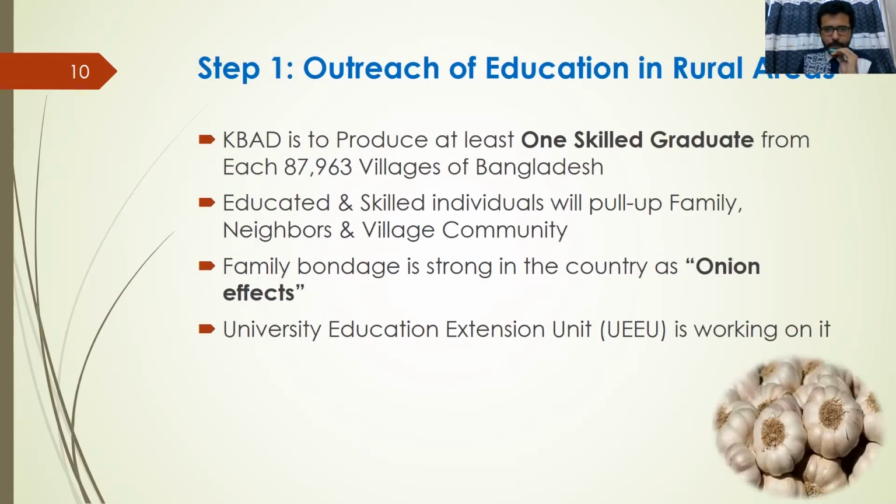So the first step of KBAD has to produce at least one skilled graduate from each village. These are the numbers of villages in Bangladesh, and family bonds are strong in the country, because we are an Asian country. So an educated and skilled individual will pull up the family, neighbors, and village. And the university has a working unit for this, called UEEU.